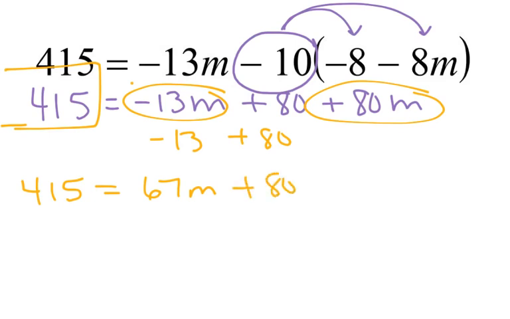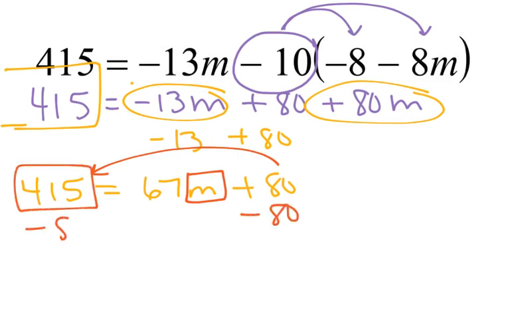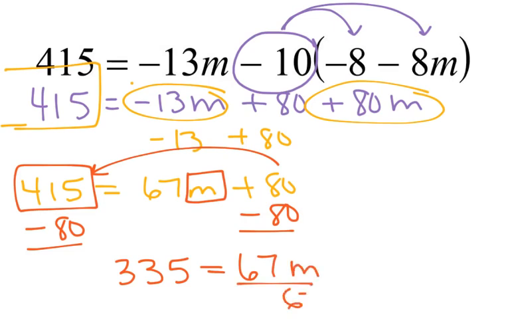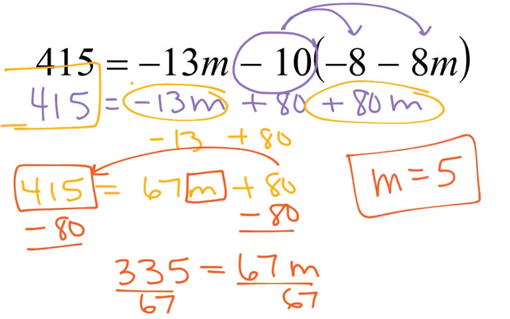At this point, this is a two-step equation, something that you've seen for many years. You want to isolate the variable. To do that, you move your number over first, because it's just a number over here. If I subtract 80 from both sides, I get 335, and that equals 67m. When I divide by 67 on both sides, m is equal to 5. And the greatest thing about equations is that you can take that 5, plug it into the equation in your calculator, and see if it comes out to be true. If it does, fantastic job.